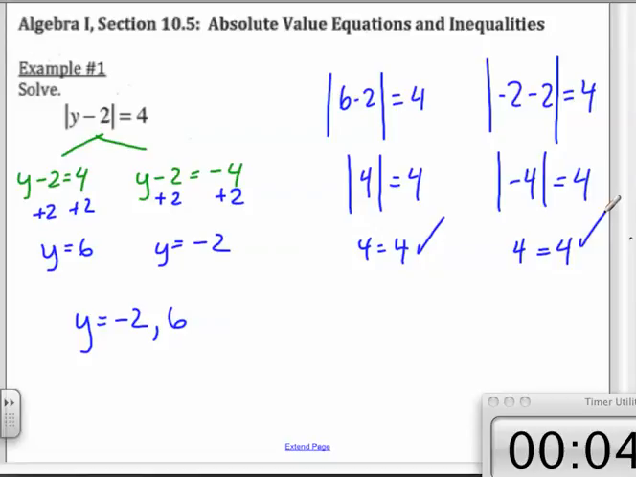So guys, when I'm doing equations, I have to write two of them, one for the positive and one for the negative. Now, inequalities are not going to be any different than that, except that I've got to flip the inequality, and I'll show you what I'm talking about on this next example.